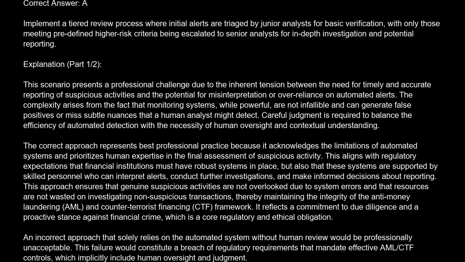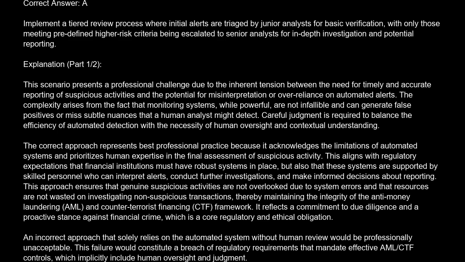This aligns with regulatory expectations that financial institutions must have robust systems in place, but also that these systems are supported by skilled personnel who can interpret alerts, conduct further investigations, and make informed decisions about reporting. This approach ensures that genuine suspicious activities are not overlooked due to system errors, and that resources are not wasted on investigating non-suspicious transactions, thereby maintaining the integrity of the anti-money laundering (AML) and counter-terrorist financing (CTF) framework. It reflects a commitment to due diligence and a proactive stance against financial crime, which is a core regulatory and ethical obligation.